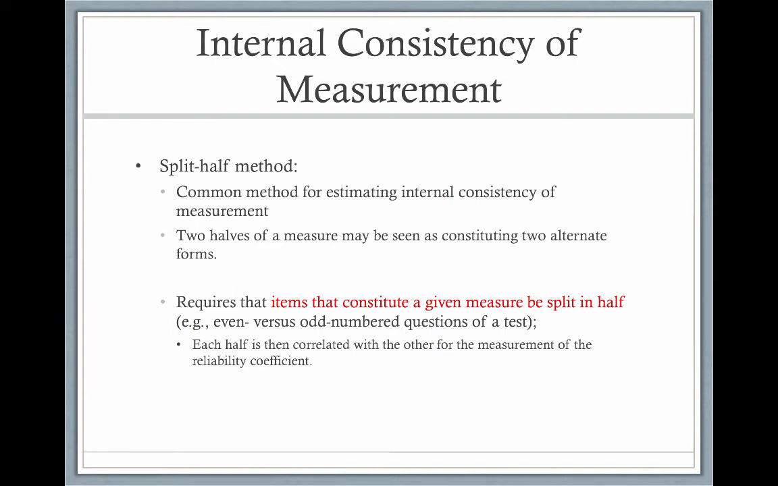Internal consistency of measurement. The split half method is a common method for estimating internal consistency of a measurement. Two halves of a measure may be seen as constituting two alternative forms. It requires that the items that constitute a given measurement be split in half, for example, even versus odd questions on a test, or test A versus test B, and then each half is correlated with the other to find the reliability coefficients to make sure that both tests are equivalent.